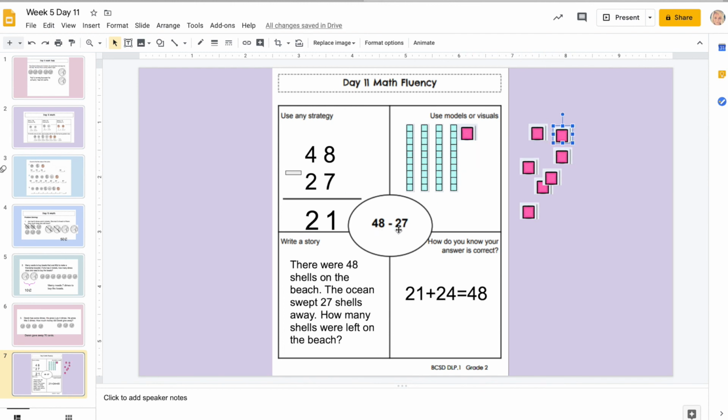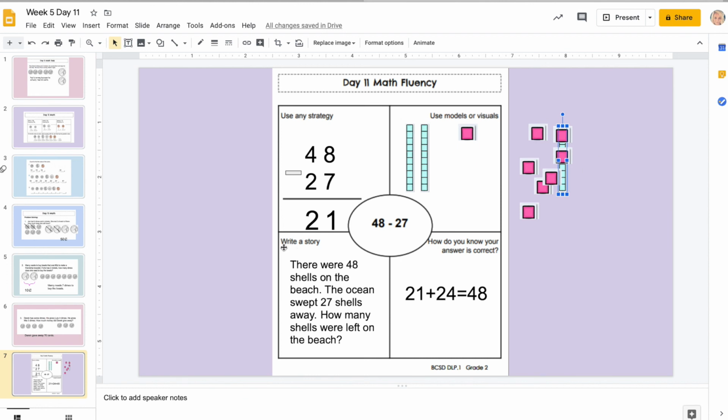Now I need to take away 2 tens. So we're going to move 2 of those 10s out of the box. And we should have 21 left. So let's count our base 10 blocks to see if that is indeed what we have. We have 10, 20, 21. So we know that we did, in fact, do this correctly because we took the correct number of base 10 blocks away.